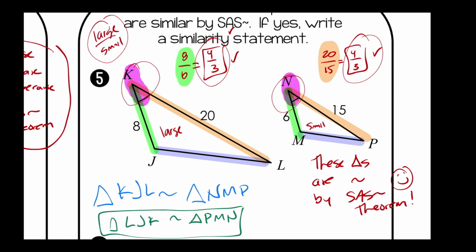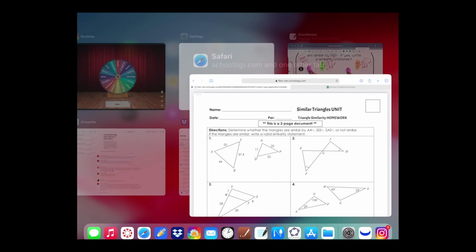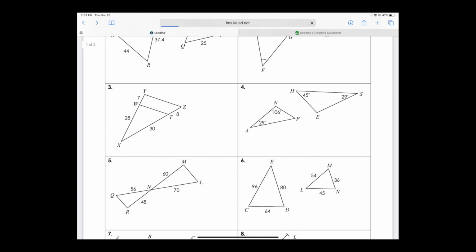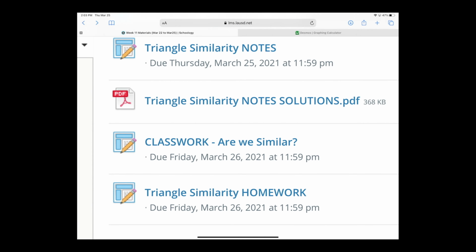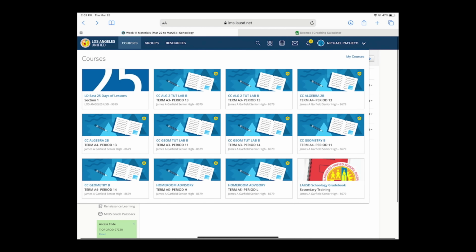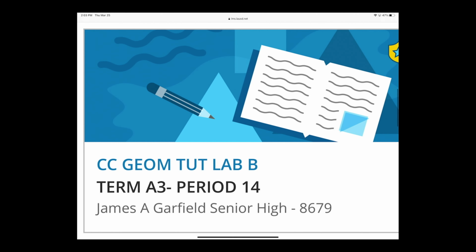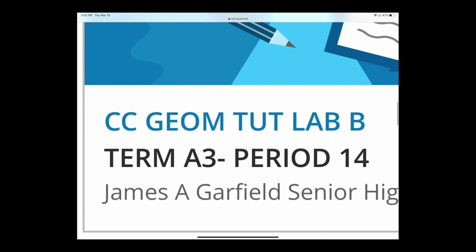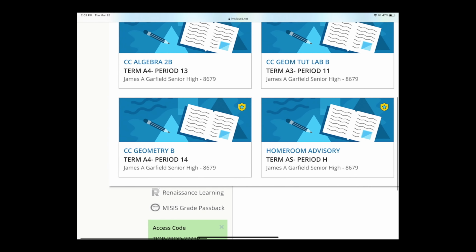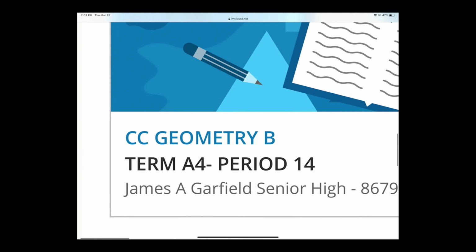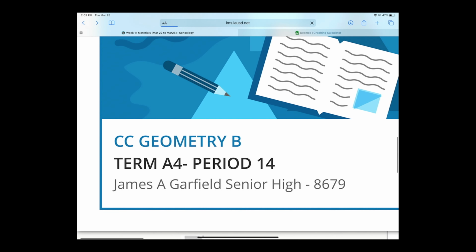All right, so here's what we're going to do now. If you go, and I'll come back to this if you're still copying, go to Schoology and go to the proper course, because I remember I told you they're still there. Don't go to this one. That's quarter 3. See how it says A3 and Geometry Tutorial Lab? We're not there. We are here. Term 4, A4. Okay, so you click on that one.